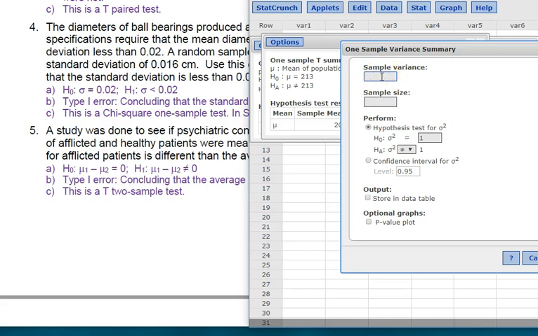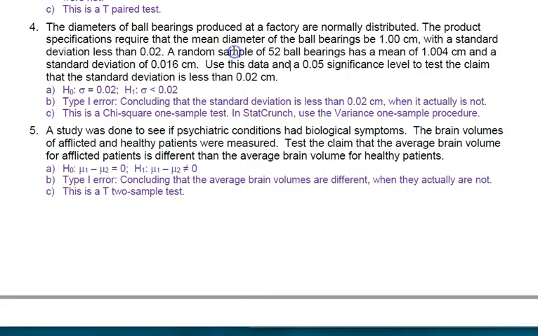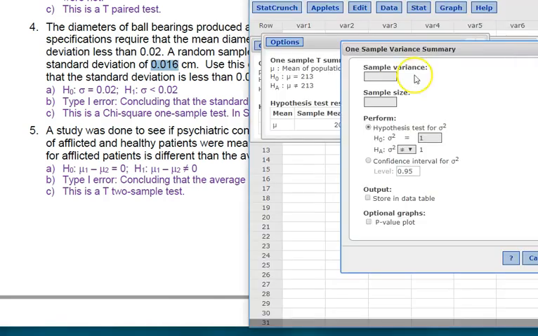It's asking us for the sample variance. If we look at our sample information, we had a sample size of 52, tells us the mean, and the standard deviation from the sample was 0.016. To find the sample variance, we need to take 0.016 and square it. If we do that, we get 0.000256. You have to enter all those digits into StatCrunch.